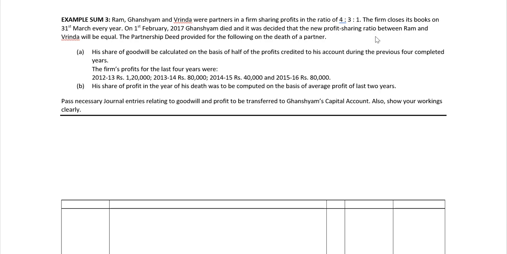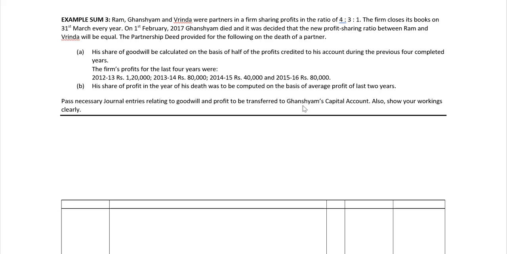Point A. His share of goodwill will be calculated on the basis of half of the profits credited to his account during the previous 4 completed years. The firm's profits for the last 4 years were: for 2012-13, rupees 1,20,000. For 2013-14, rupees 80,000. For 2014-15, rupees 40,000. And for 2015-16, rupees 80,000.